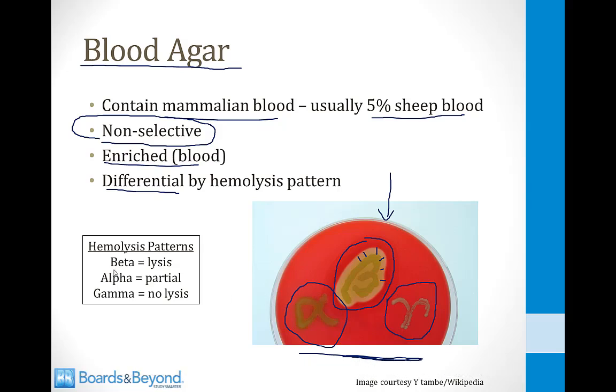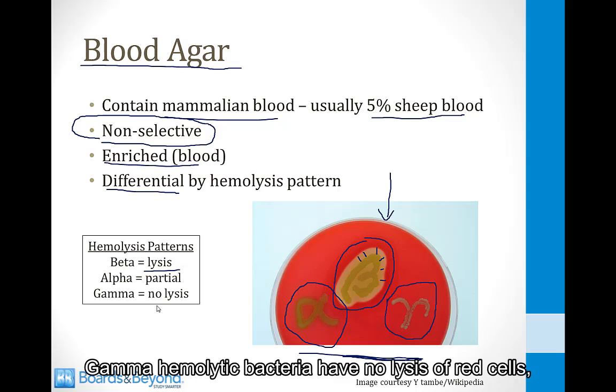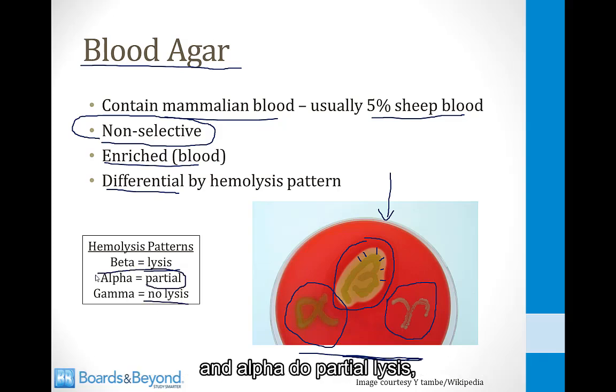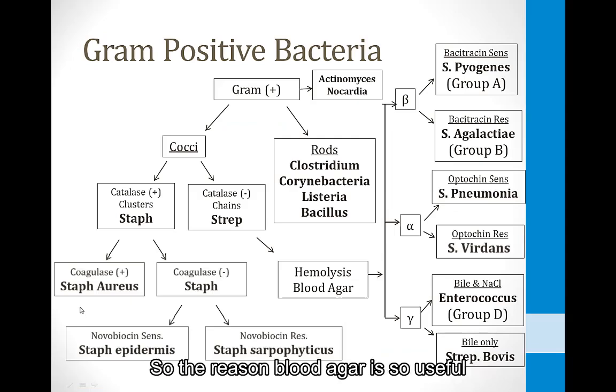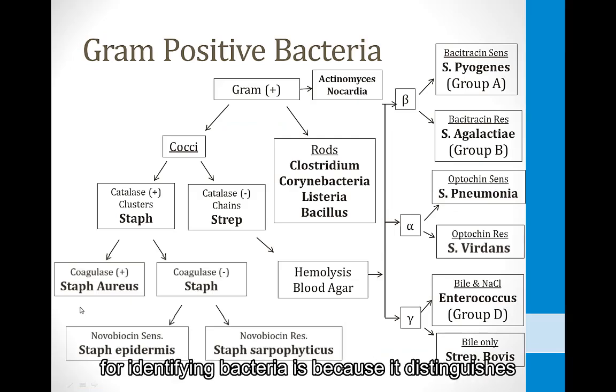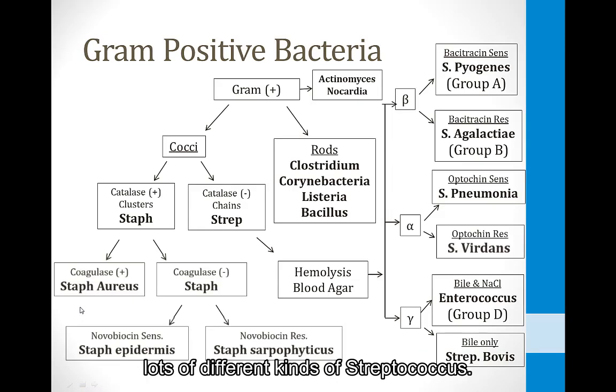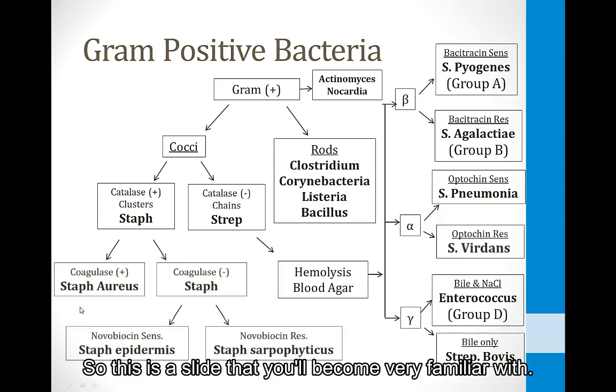So I've summarized this right here. Beta hemolytic bacteria completely lyse the red cells. Gamma hemolytic bacteria have no lysis of red cells, and alpha do partial lysis. They're somewhere in between the other two. So the reason blood agar is so useful for identifying bacteria is because it distinguishes lots of different kinds of Streptococcus. So this is a slide that you'll become very familiar with.